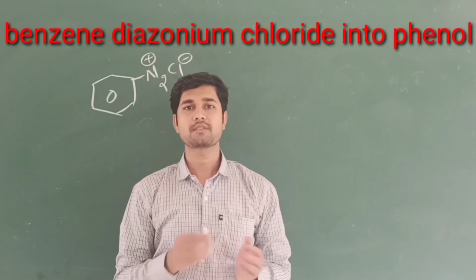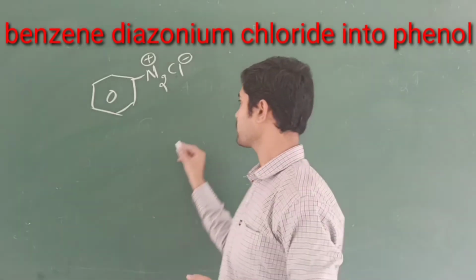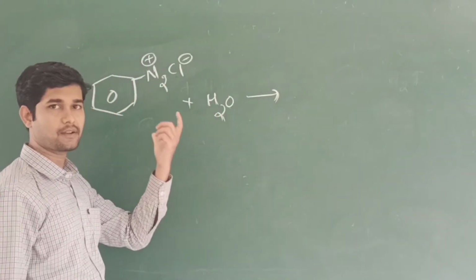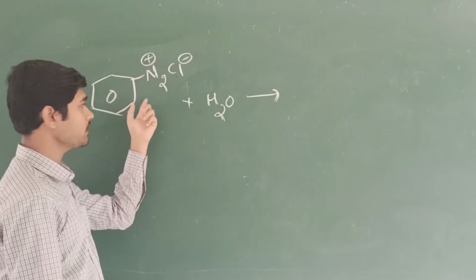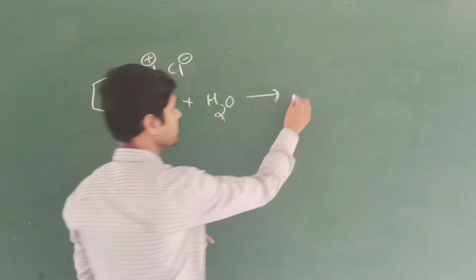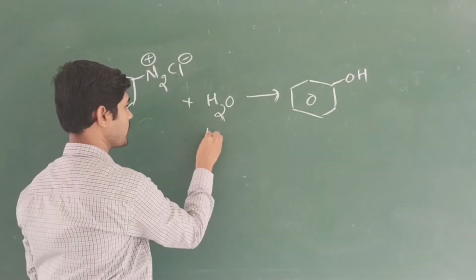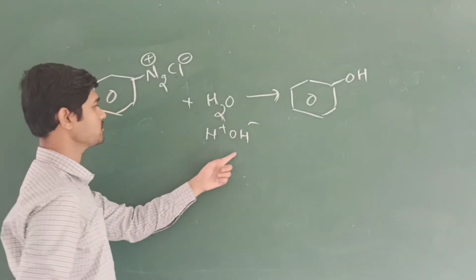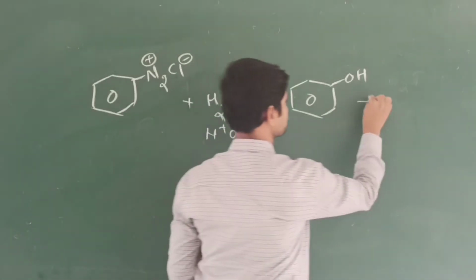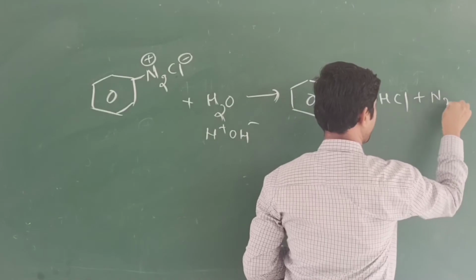The next conversion method is the conversion of benzene diazonium chloride salt into phenol. We take water molecules here. Water acts as H plus and OH minus. What happens is that nitrogen gas is eliminated, one OH group comes here, and one hydrogen combines with Cl minus. That gives phenol. The OH group comes and attacks here, so now it becomes phenol, and the H plus combines with Cl minus to give HCl, and the diazonium nitrogen is eliminated as nitrogen gas.